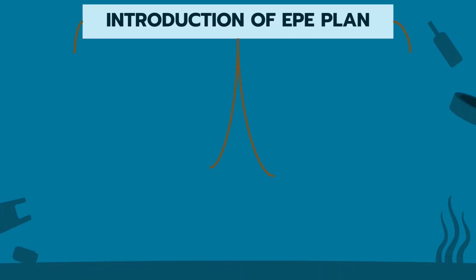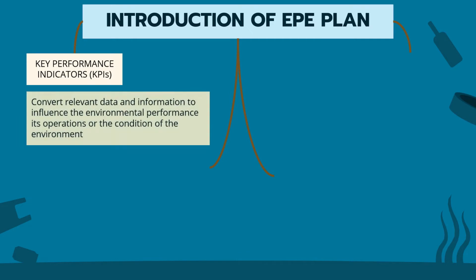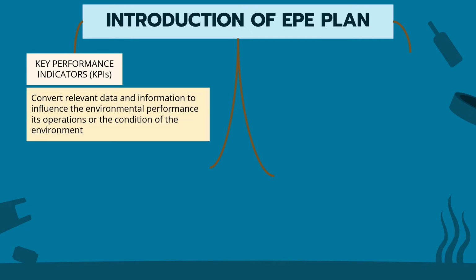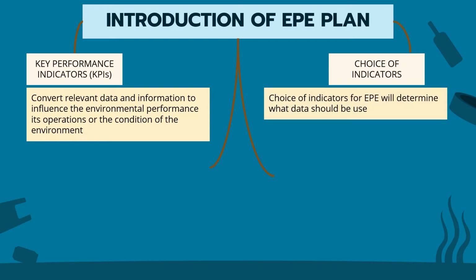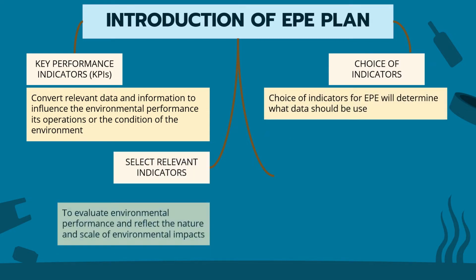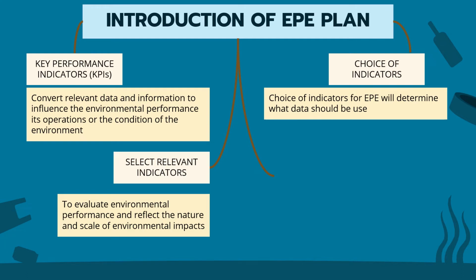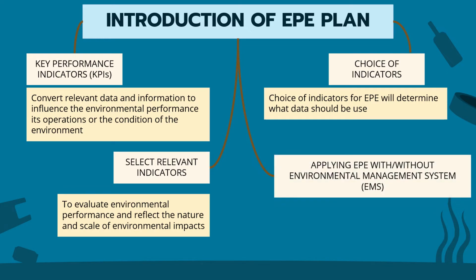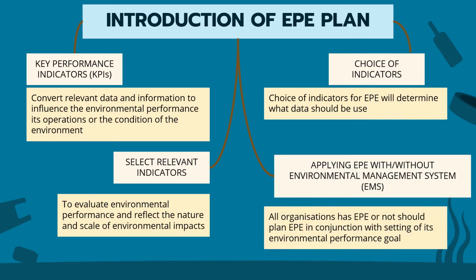Key performance indicators, KPIs, help to convert relevant data and information to influence the environmental performance, its operations, or the condition of the environment. Choice of indicators for EPE will determine what data should be used. Selecting relevant indicators is to evaluate environmental performance and reflect the nature and scale of environmental impacts. All organizations, whether they have EPE or not, should plan EPE in conjunction with setting of their environmental performance goals.